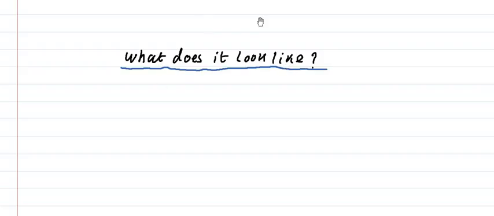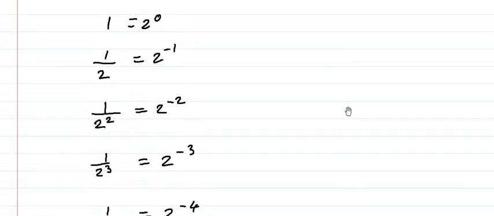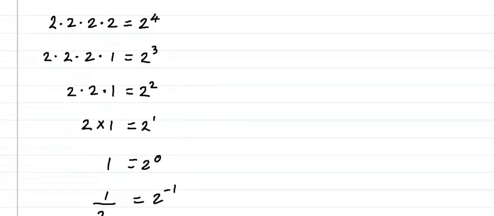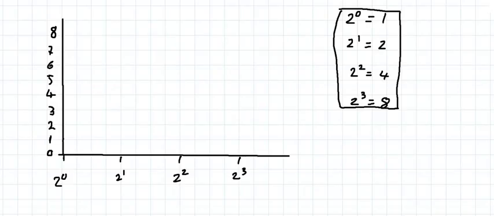At the end of the last video, we were left with the question, what does it look like? As in, what do these numbers look like? 2 to the power of 4, 2 to the power of 3, 2, 1 and 0. So the obvious thing to do is to put them on a graph.